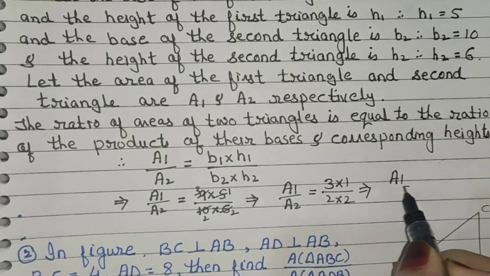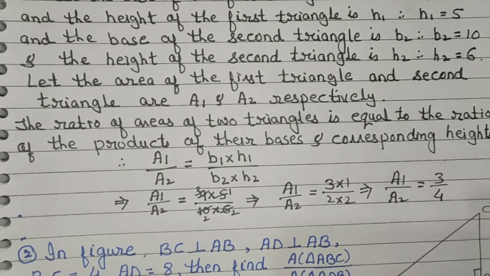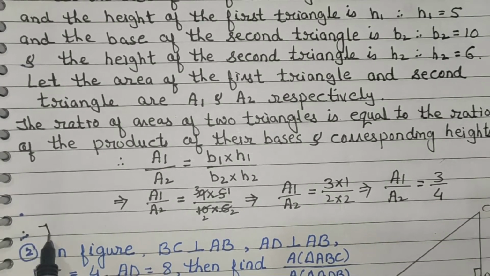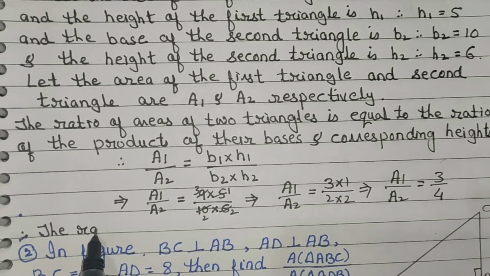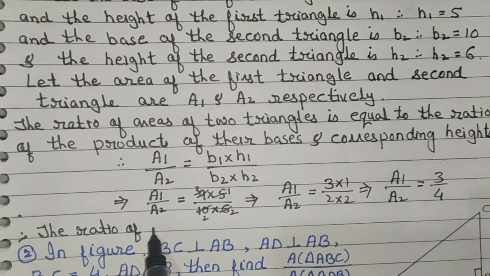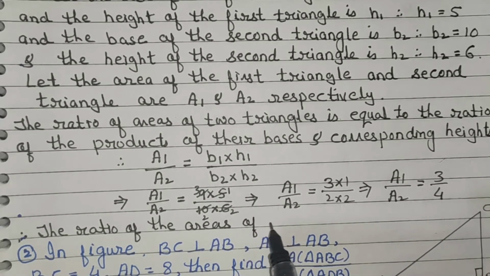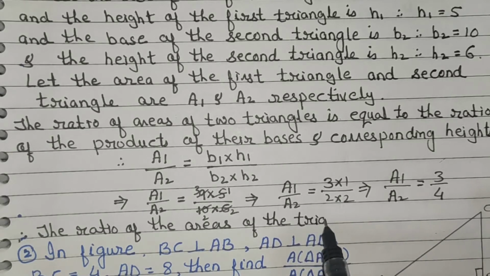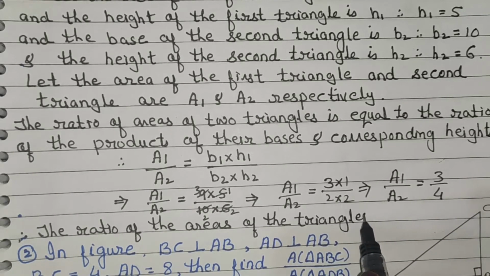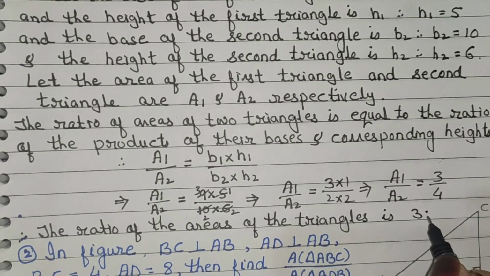Therefore, A1 upon A2 is equal to 3 upon 4. Write down the answer here. The ratio of the areas of the triangles is 3:4.